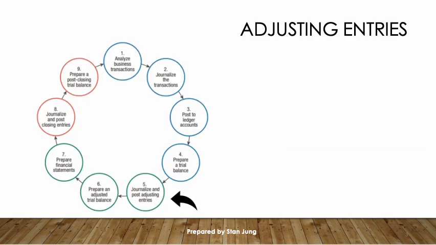So let's take a look at step 5, journalizing and posting adjusting entries to the ledgers. The process of preparing journal entries and also of posting to ledger accounts is exactly the same as steps 2 and 3 in the accounting cycle. The key lesson in this section here, though, is adjusting entries. So let's take a look at what adjusting entries are.